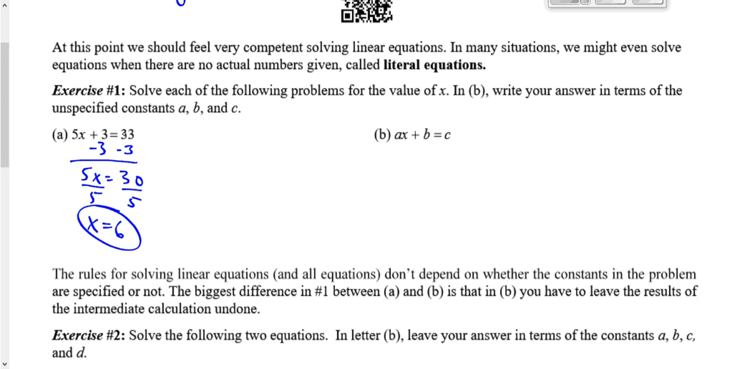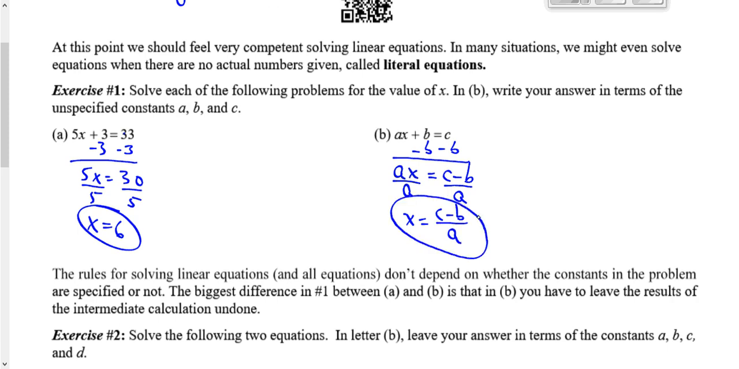So we would do what to both sides first? Subtract b, just like we normally do. Ax equals c minus b. We don't know what c and b are, so we just write c minus b, whatever they end up being if you ever plug something in. Then we divide both sides by a. So x equals c minus b, divided by a. And that's all we can do with it.